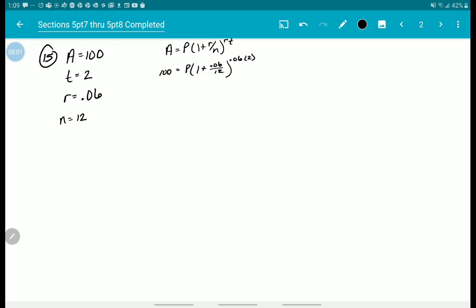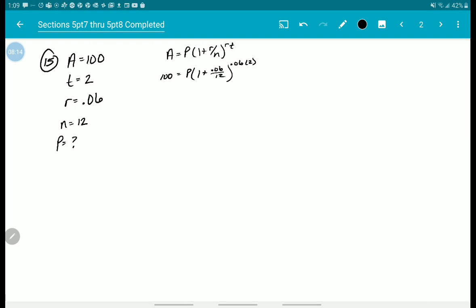So we know R is 6%, 0.06 as a decimal, N is 12. Our future amount is 100. We are looking for P here. How much needs to be invested? Before we do anything, I'm going to simplify that exponent. 0.06 times 2 is 0.12. So this guy's just a number. It's not a very nice number, so I'm not going to plug it in the calculator right now. But it's going to be a number.